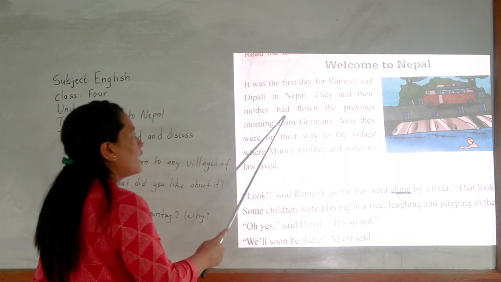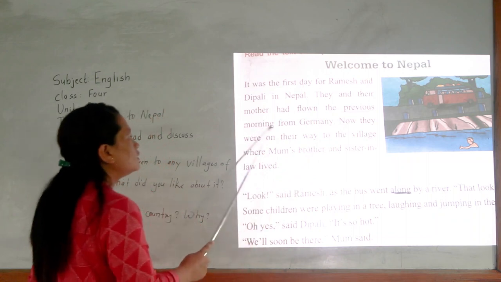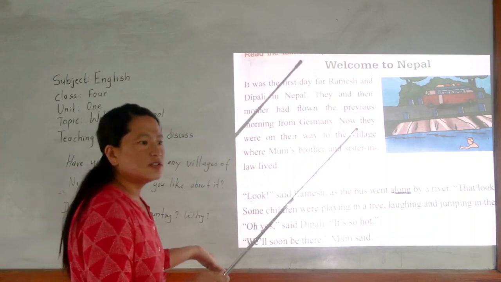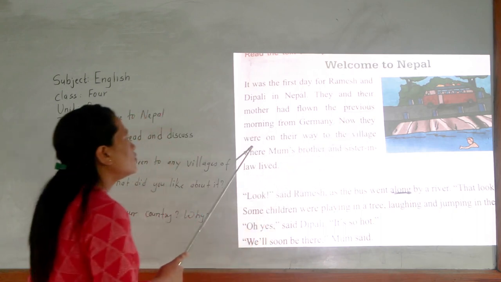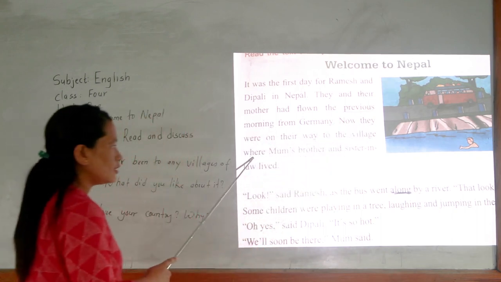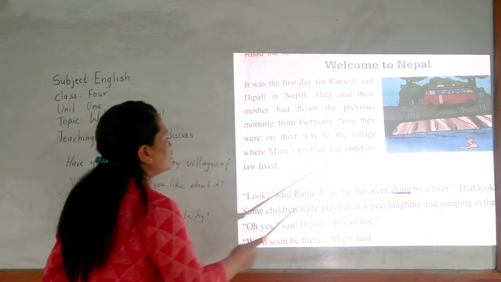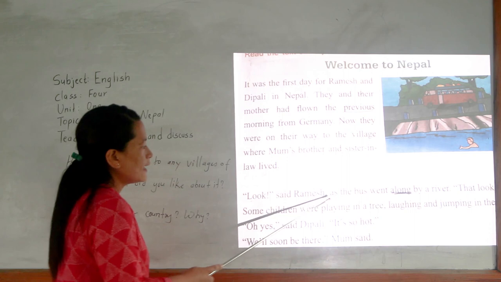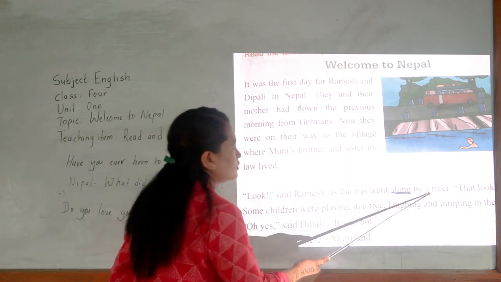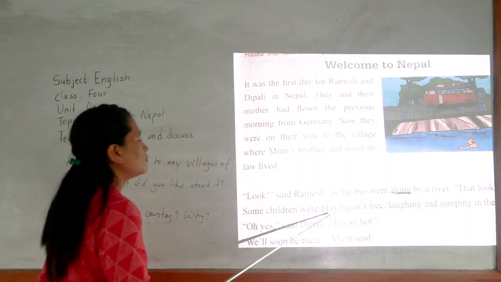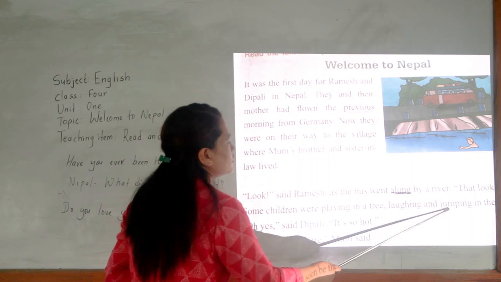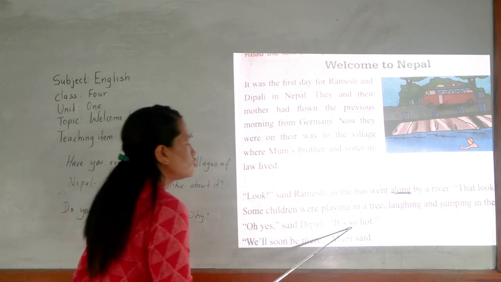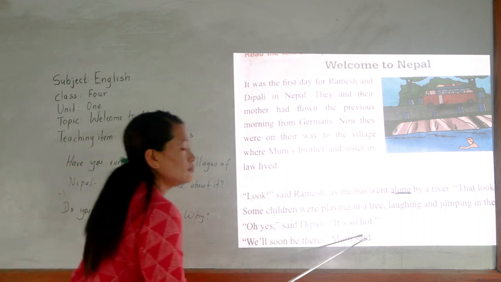It was the first day for Ramesh and Dipali in Nepal. They and their mother had flown the previous morning from Chamonix. I think you know the meaning of previous. Previous means your previous class. It's class 3, it's previous. Yes? Now they were on their way to the village where mom's brother and sister-in-law lived. Another one in the paragraph. Look, said Ramesh, as the bus went along by a river, look, some children were playing in the water, laughing and jumping in the water. Water is missing, okay? Oh yes, said Dipali. It's so hot, we will soon be there, mom said.